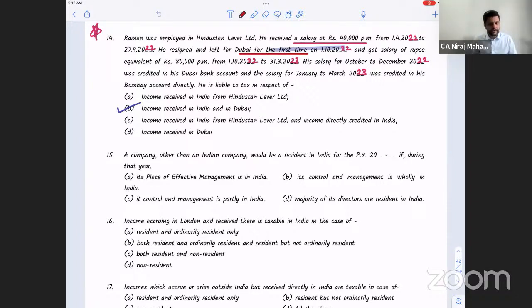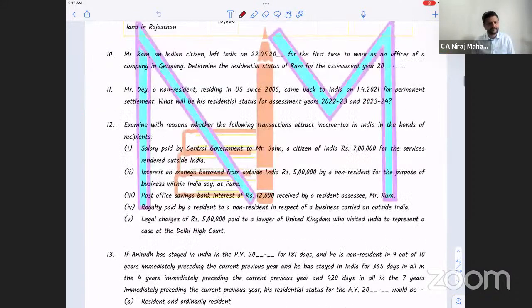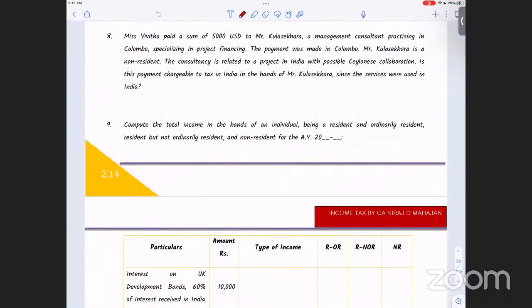Yes, correct. It is a foreign income, accrued outside as well as received outside. But if you have earned that income, you are ROR, correct? So is it taxable or not taxable in India? It is taxable. Yes, everybody.